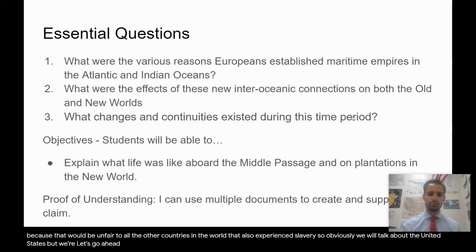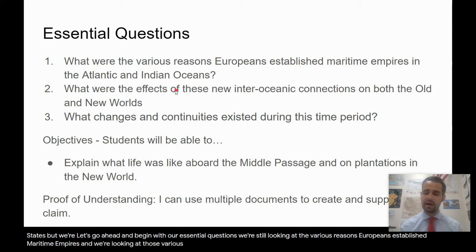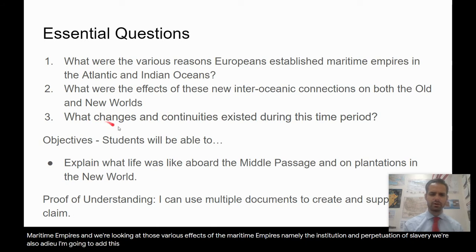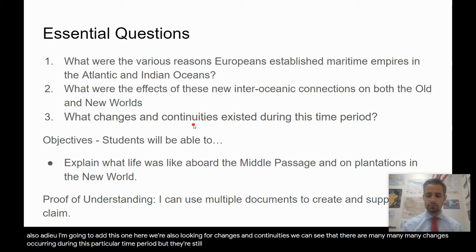Let's go ahead and begin with our essential questions. We're still looking at the various reasons Europeans established maritime empires, and we're looking at those various effects of the maritime empires, namely the institution and perpetuation of slavery. I'm going to add this one here, we're also looking for changes and continuities. We can see that there are many changes occurring during this particular time period, but there are still some continuities as well that we want to be able to address.